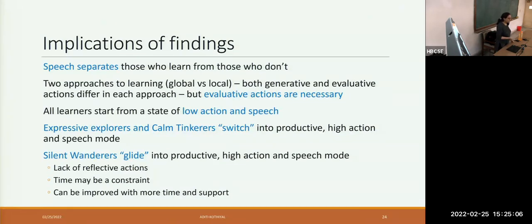But there is a follow-up analysis that we did, which I'm not reporting because it's very recent. What we did is zoom into particular episodes of productivity. Then we tried to interpret what was the nature of the speech at those times and what was different between the nature of the speech in the learning groups and in the non-learning groups.